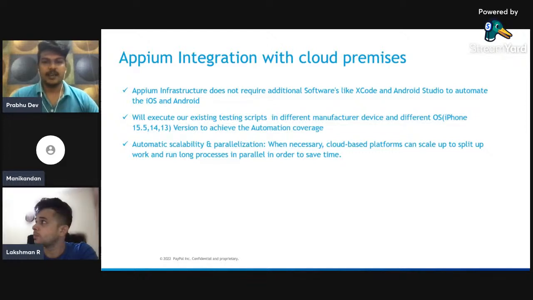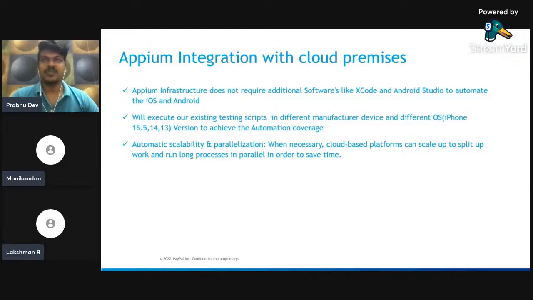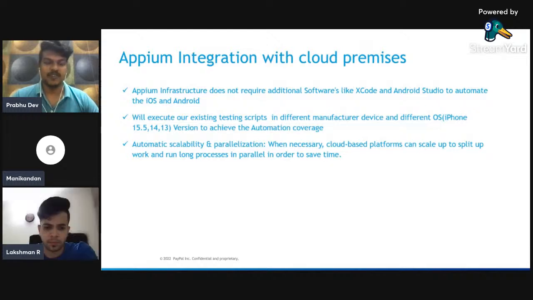And coming to stability and parallelization, yes, we can split up the work across processes in parallel, for example to save time. Suppose we have around 8 different scripts. We can execute the 8 scripts on 8 different devices instead of executing them one by one on a single virtual device. You can do that on 8 parallel devices, so the time taken will be very much less compared to others.